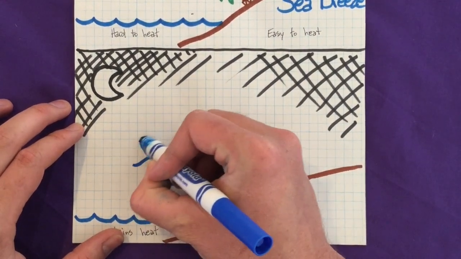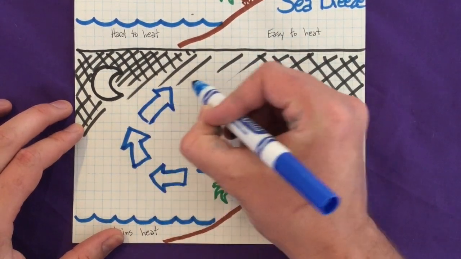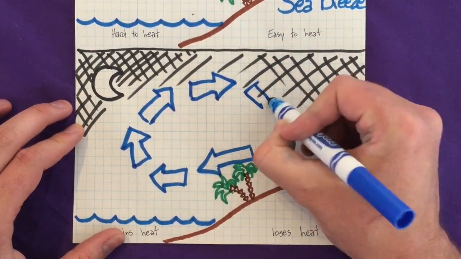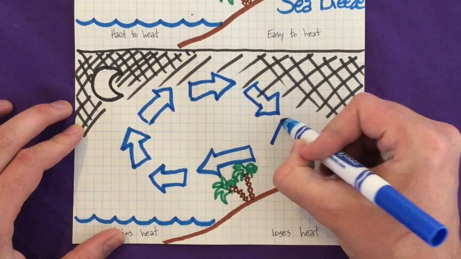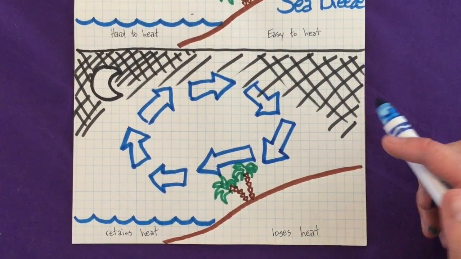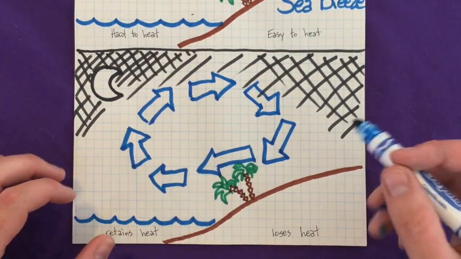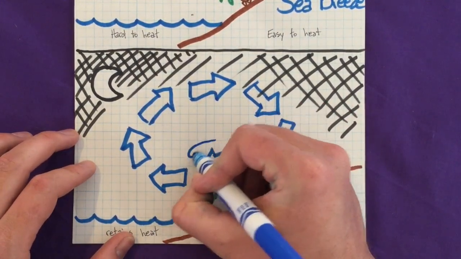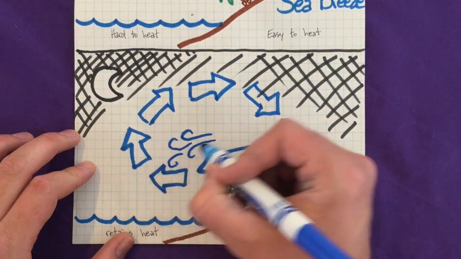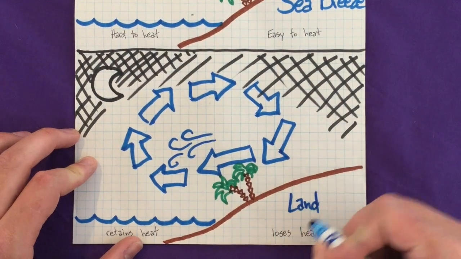Because it's warming up, it's going to rise. As it rises, it's going to spread out, and as it spreads out, it's going to cool off. As it cools off, it's going to condense and get heavier. As it condenses, it's going to gain pressure, and it's going to want to move to those areas of low pressure. And what happens in reverse is we now have the wind blowing this way. Okay. And this is called a land breeze.